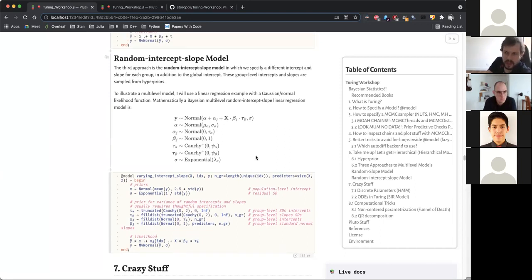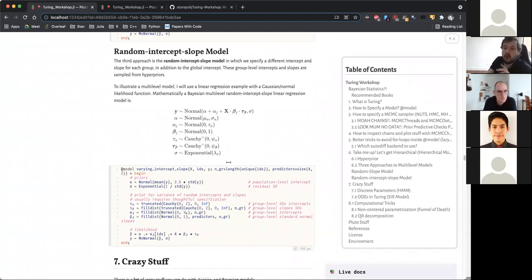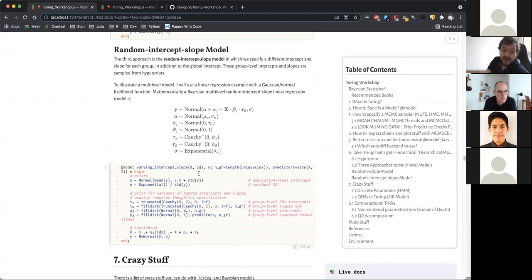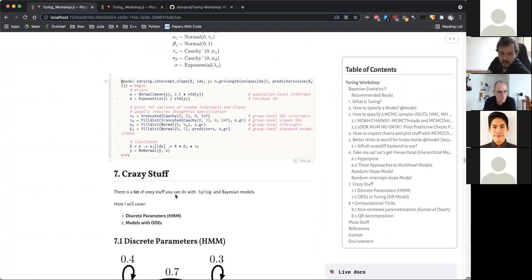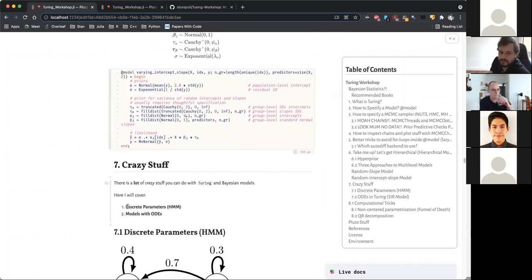So any questions so far? This is like Bayesian modeling 101, like hierarchical models, how to inspect chains. Now we will go to the crazy stuff, things that Turing does, and I find it very interesting. There are a lot of things. I will cover just two that I find really nice: discrete parameters, hidden Markov models, and models with ODEs.